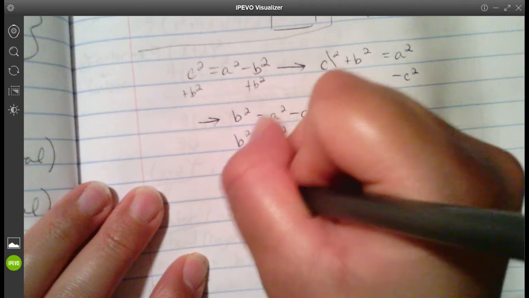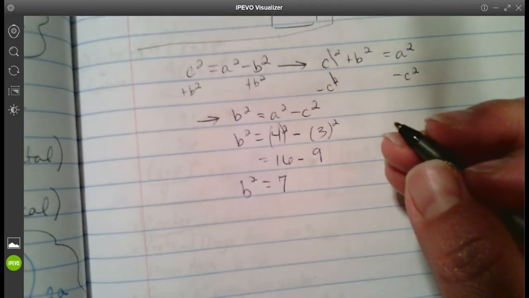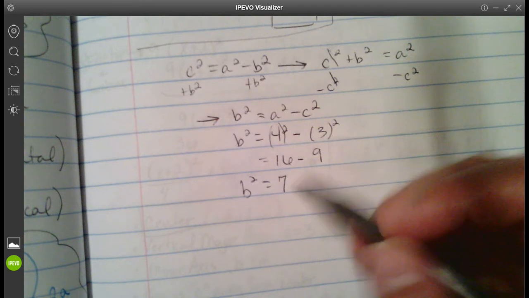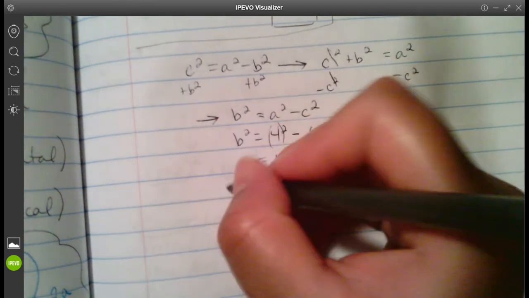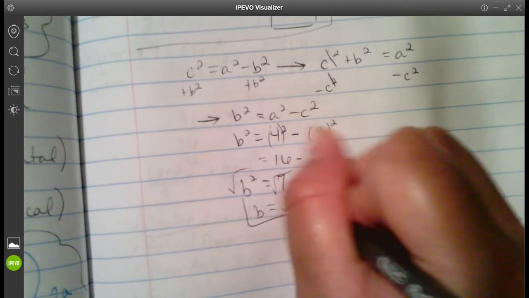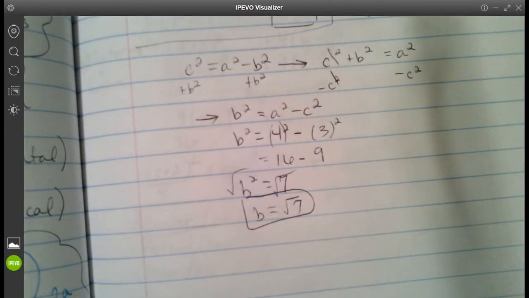So B squared is equal to 7. And I guess I could actually leave it like that because that's what goes in the formula. But if you want, we can square root it. So B would be equal to the square root of 7. Okay, now that we have everything, we can go ahead and write down our equation.